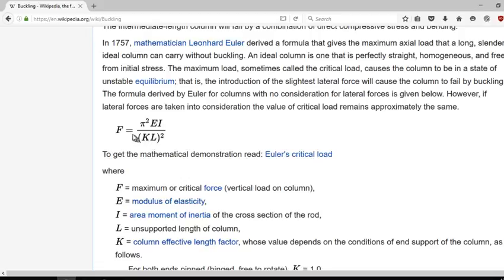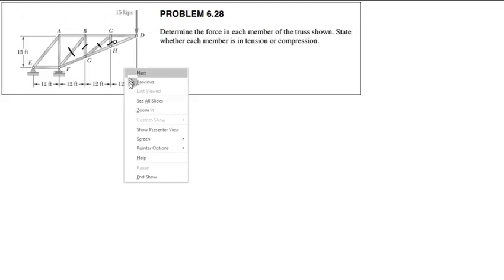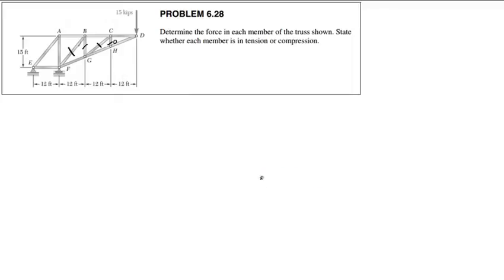L is the length. So in other words, the load required to fail a column by buckling is inversely proportional to the length squared. So if you double the length of a column, you have cut its capacity by a factor of 4. It's almost like the force of gravity, an inverse square law kind of thing.